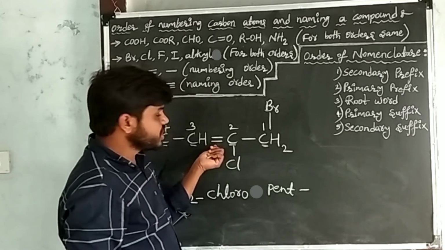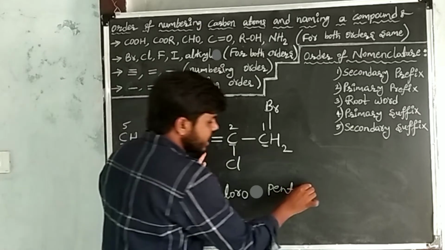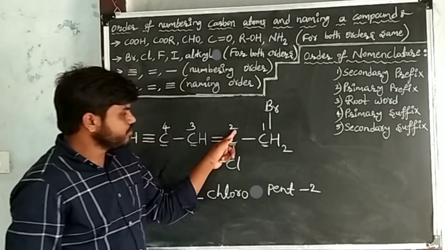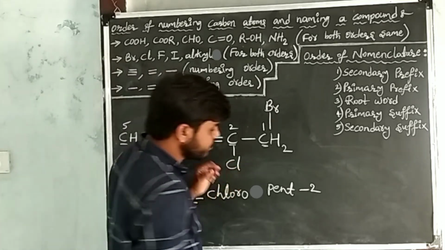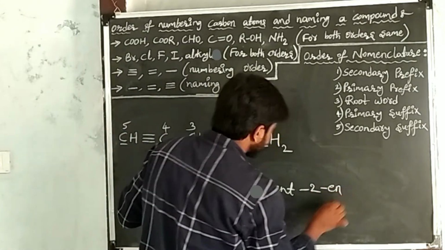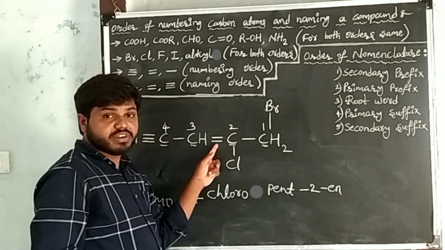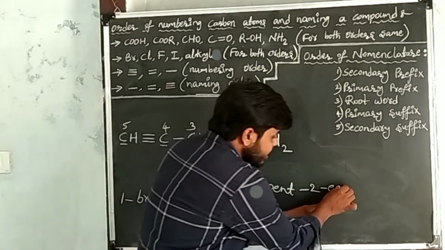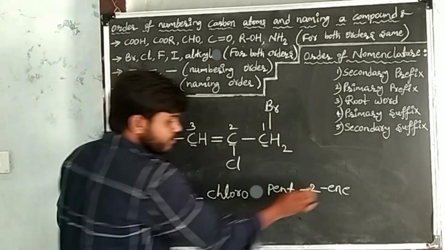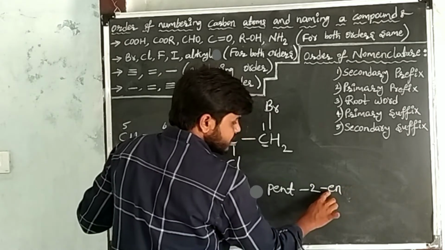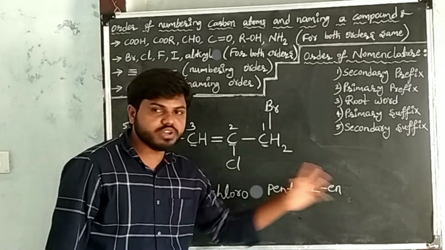The position of the double bond is second. I am writing the position. After writing the position, the suffix of the double bond is "en". I am not taking the e because in the given compound a triple bond is there. That's why I am not taking this e. Just write en. Double bond position I retain and suffix also I retain.